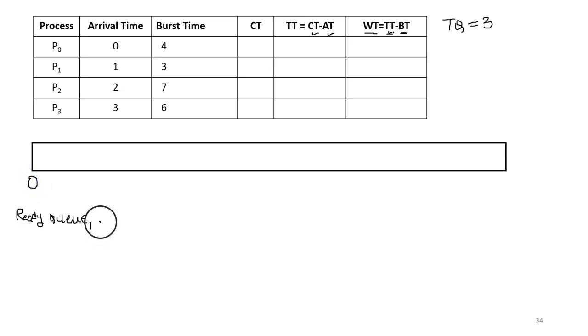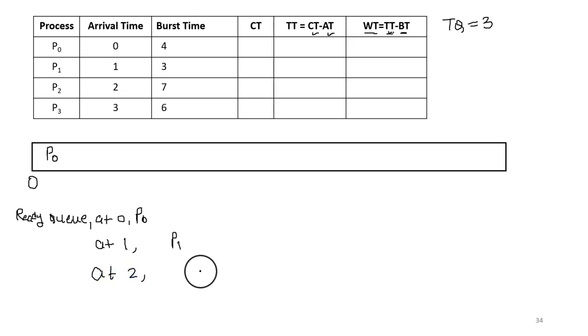We start from 0 in the ready queue. At 0, we have only one process, that is P0. So CPU will be assigned to process P0. In the ready queue, at 1, there is arrival of another process, that is P1, but here process P0 is allowed to execute for time quantum 3, means process P0 will not be preempted.